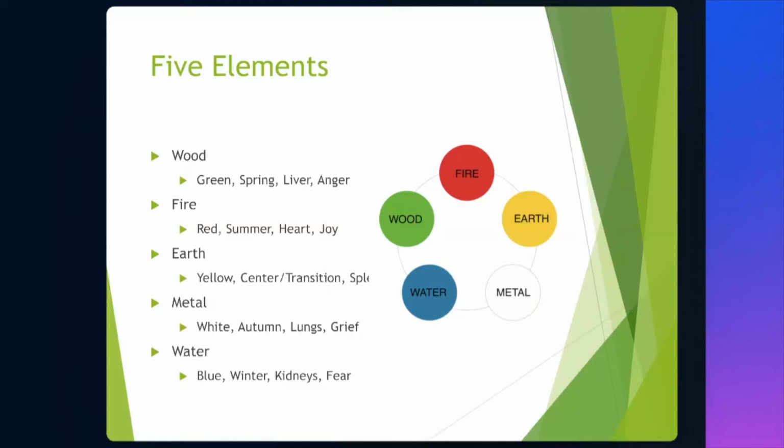And then we have earth, which is yellow, and it represents the center or transition. It represents the spleen organ, and the emotion that goes with it is worry or pensiveness. After earth, we have metal, which is white. It represents autumn, the lungs, and the emotion of grief. Then we have water, which is blue. It represents winter, the kidneys, and the emotion of fear. And if you can see, all of the elements are connected by a circle, and they go from one into the other, just like the seasons.